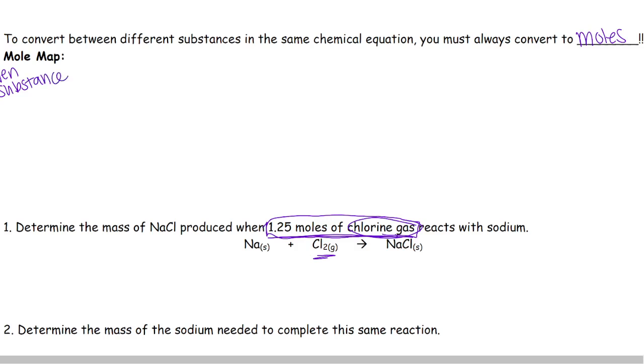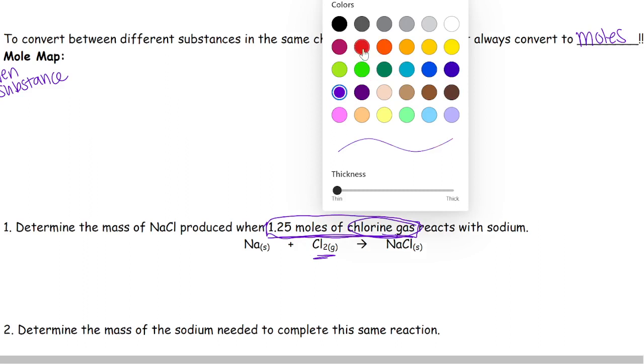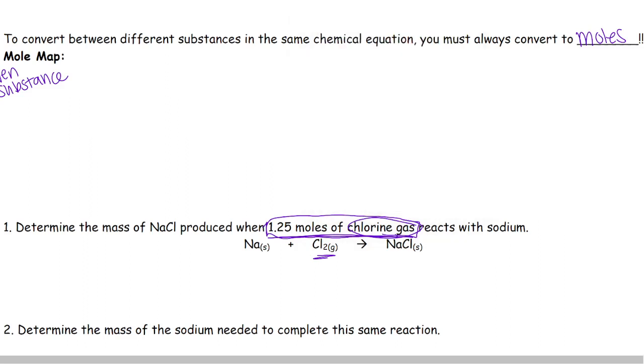What I mean by given substance is just whatever chemical compound you are starting with. It could be a single element like sodium in this case. It could have been NaCl, but in this specific question, it happened to be Cl2. So my given substance is chlorine. And then the other substance is the unknown substance, or maybe the question substance: the substance that the question is asking about.